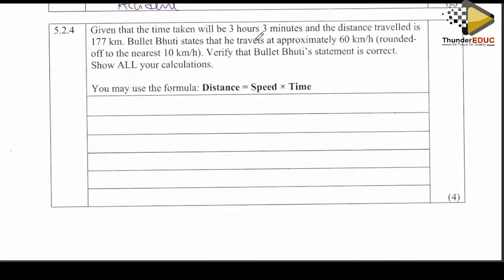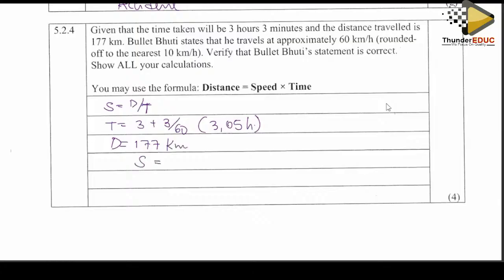5.2.4. Given that the time taken is 3 hours and 3 minutes and the distance traveled is 177 kilometers, Bullet states that he travels approximately 60 kilometers per hour, rounded off to the nearest 10 kilometers. Verify, showing. We are verifying speed, so speed equals distance over time. Check that the time is in hours. Our time is 3 hours plus the 3 minutes changed into hours, dividing by 60, which is 3.05 hours. The distance is already in kilometers.